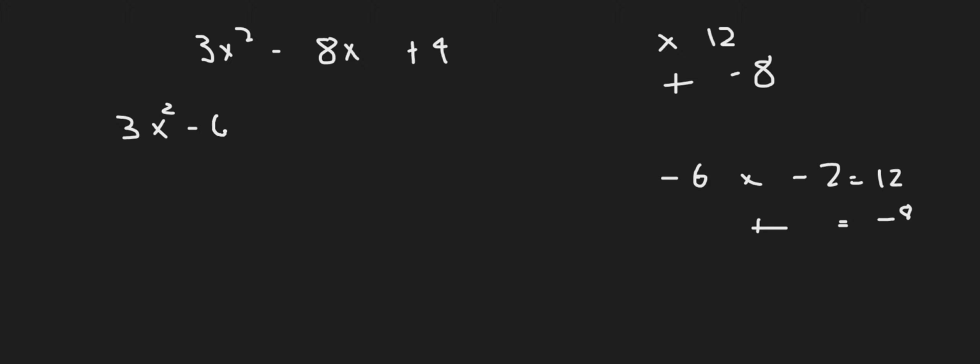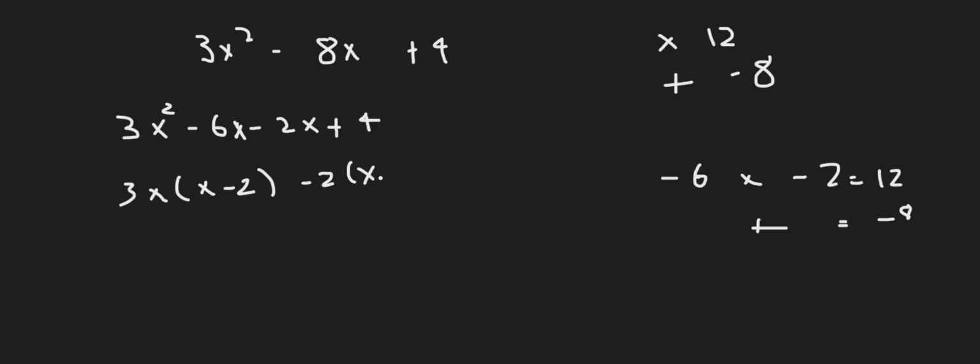That's what we need. So now we do the same thing, 3x squared minus 6x minus 2x. So what we did here was minus 6x minus 2x is minus 8x. So we didn't change anything. It adds up to the same expression. We just made it into two different numbers, so it's easier to factor.